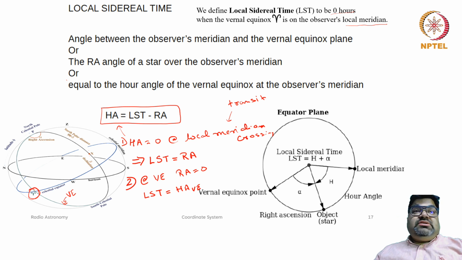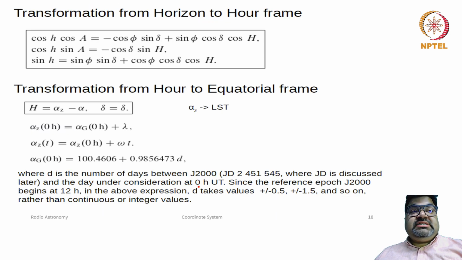Okay, so 2 things to remember. First one is very powerful, I will tell you why, and the second one is also important, to remember the difference between these 2. I will not go into details, but you can definitely transform from the ones we learned so far: horizon to hour frame, and the hour to the equatorial frame. You can do both of them.